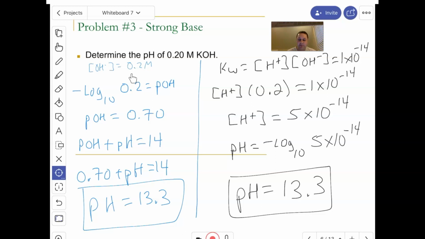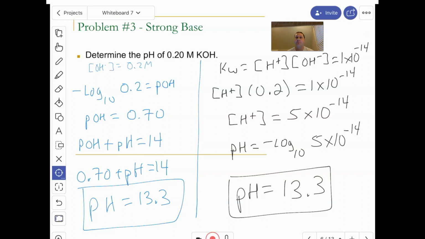And so I figured out first the pOH. If you do the negative log base 10 of OH, you get the pOH. So negative log base 10 of 0.2, and that gave me 0.7 for a pOH value. Then I used the formula that pOH plus pH equals 14. Plugged in 0.7 here for pOH, and I can just do subtraction and solve, and I get that the pH is 13.3.